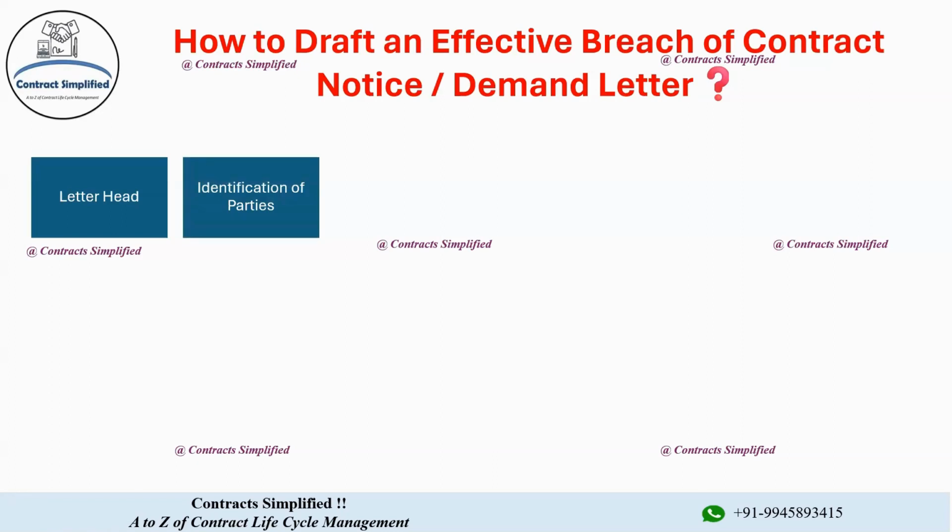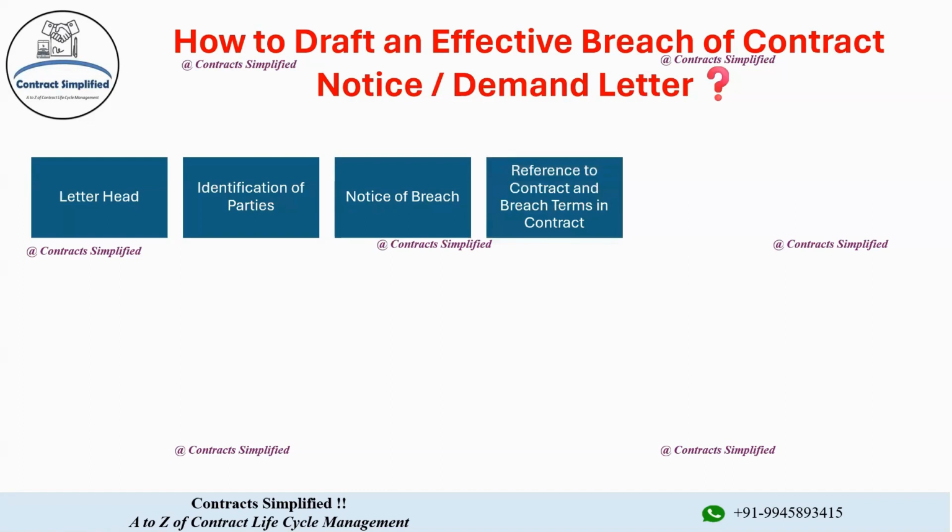Followed by identification of parties. Begin by identifying the parties involved in the contract, including their full legal names, any relevant identifiers, such as company names, addresses, or any reference number. Followed by notice of breach. Explicitly state that the recipient is in breach of the contract. Followed by reference to contract and breach terms in contract.